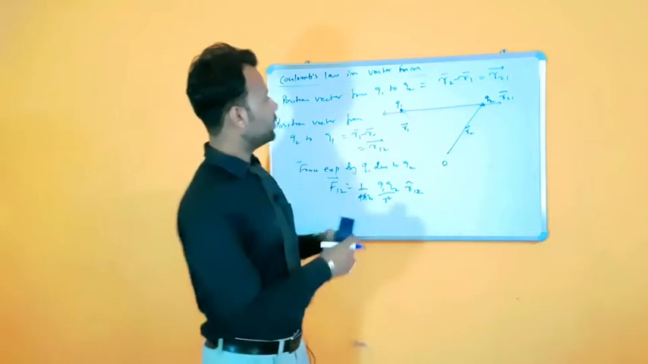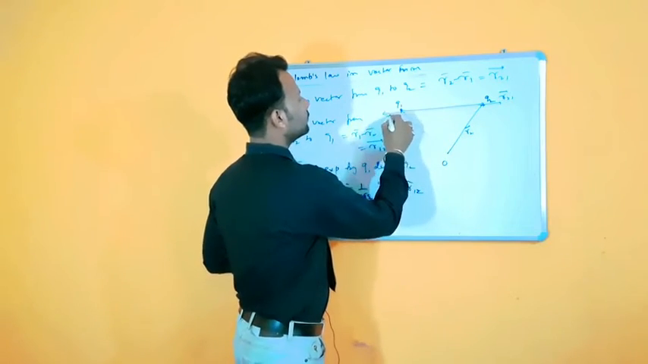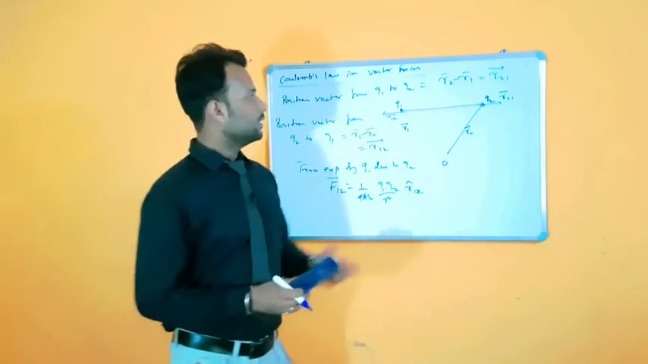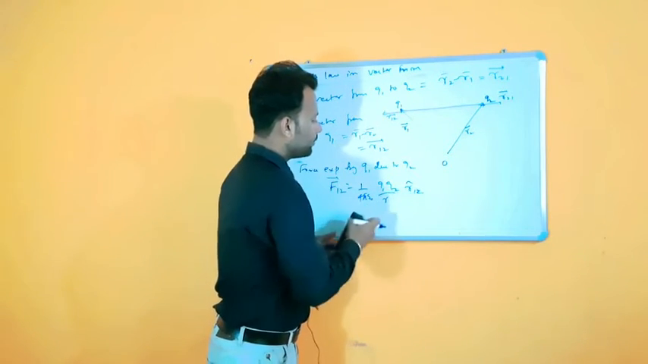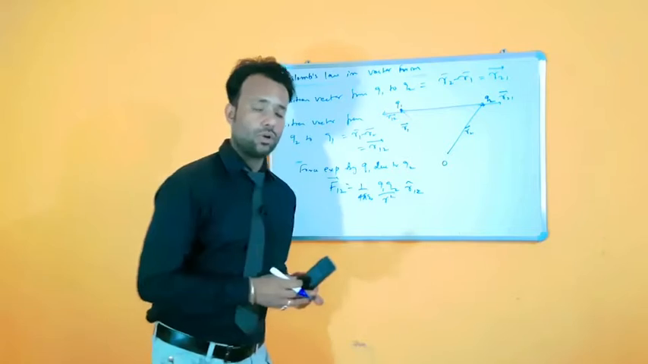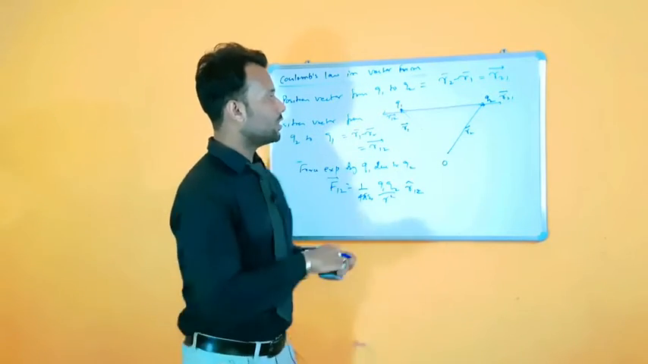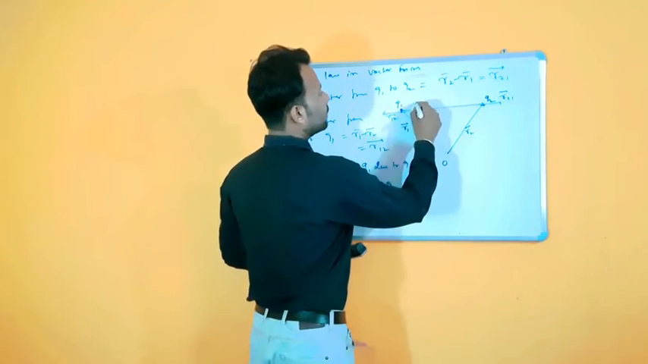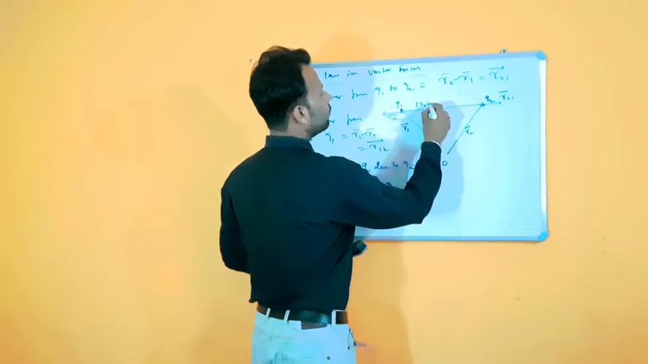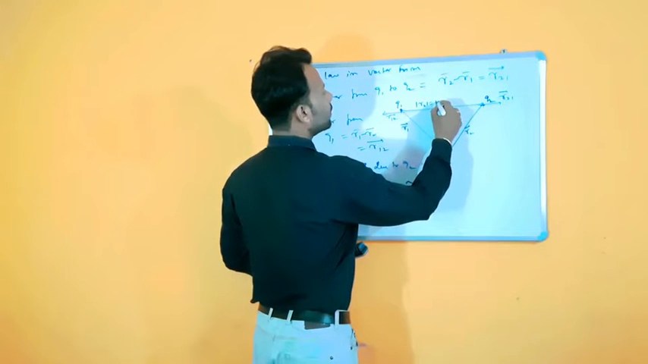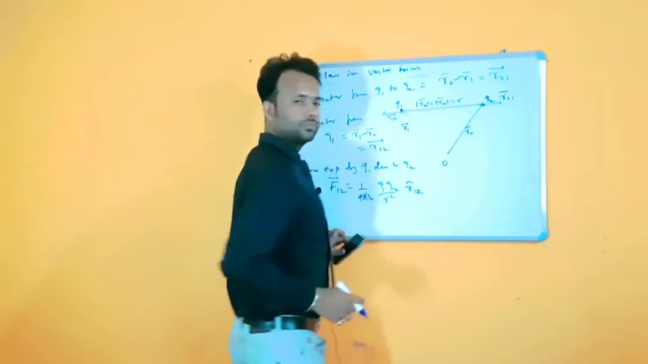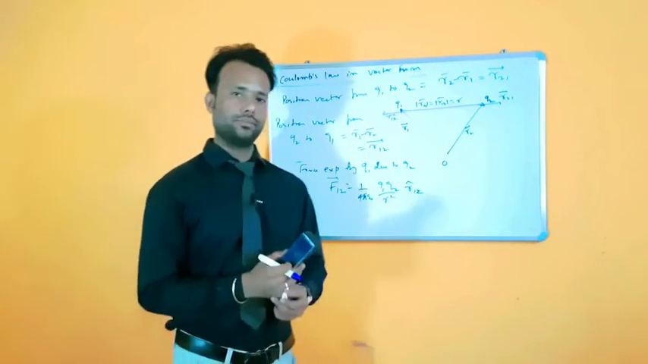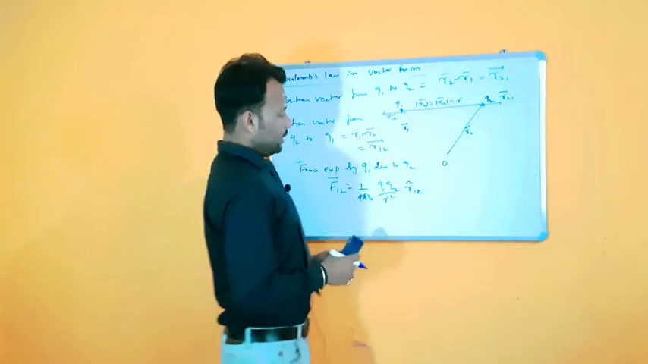See, this is r12, this is r21, and what is r here? r is nothing but the magnitude of the distance between these two charges. Here, the magnitude of r21 is equal to the magnitude of r12, which is equal to r, right? That is the value of r here.